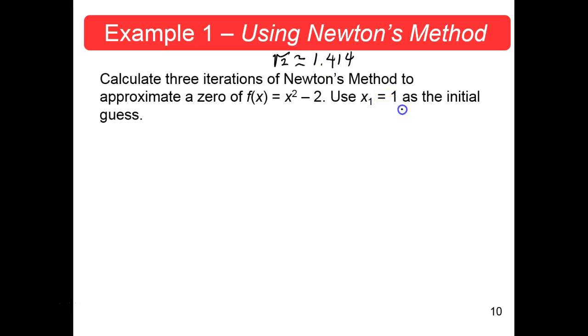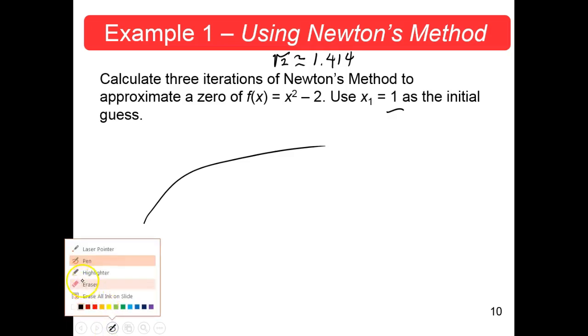So we're going to use x1 equal 1. Yeah, that's pretty close to it, okay? It's a square root function. Square root function looks like this. So, yeah, you're going to be getting close to it, okay? You don't have a lot of wiggles in that. You don't have any zero derivatives, so you should be fine.